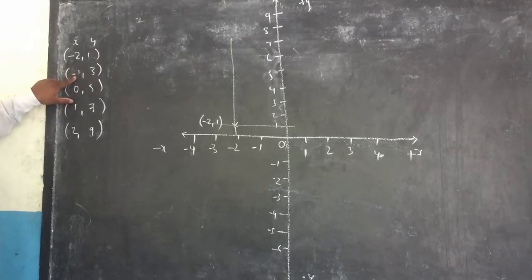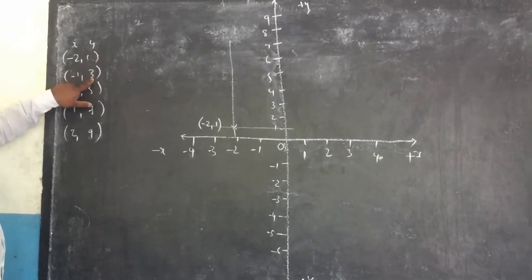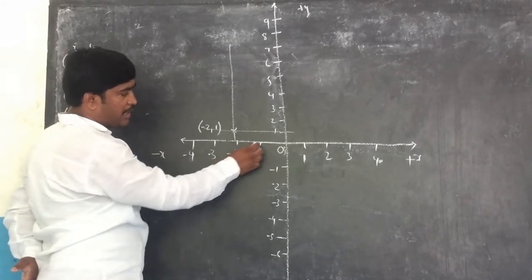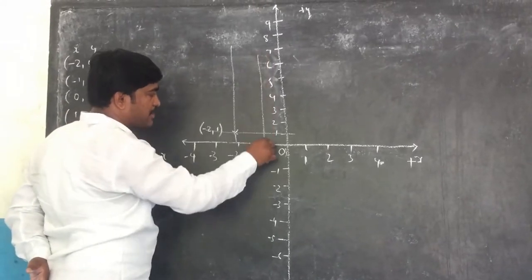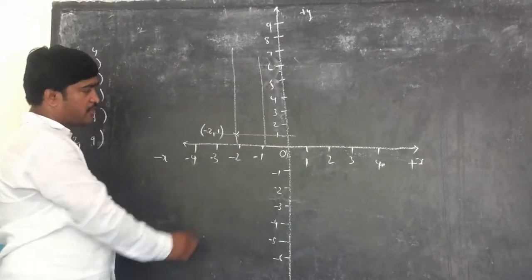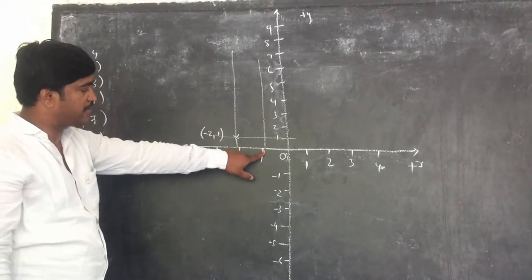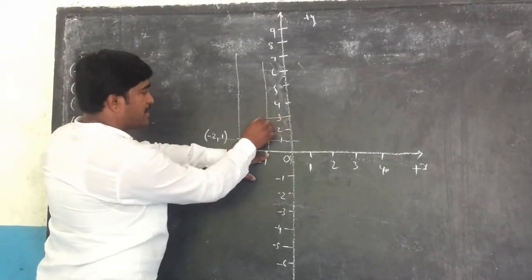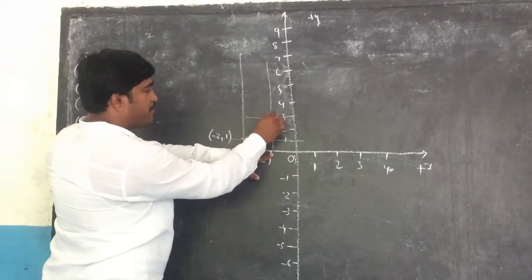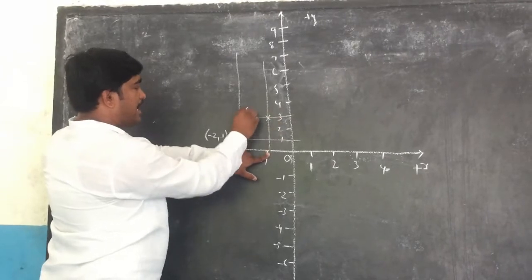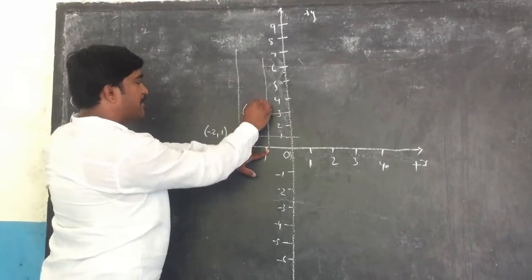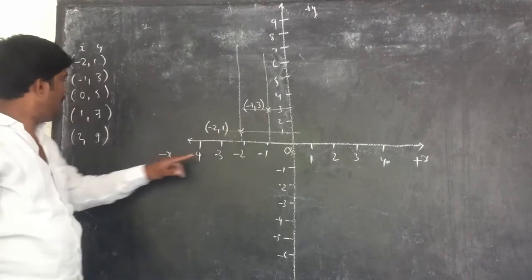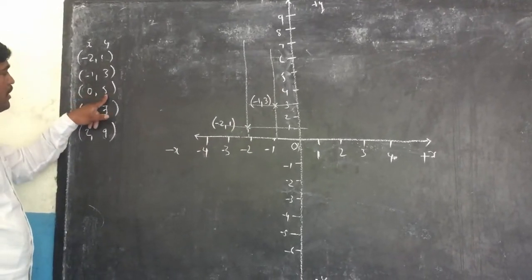Similarly, -1 and 3. Where is the -1? This is the -1. Similarly you can observe the straight line will be there. I'll mark this on the -1, the x value. And what is the y value? 3. Where is this 3? You can observe the line from here. I'll mark this point and write -1, 3 at the side. Now I have marked 2 points on the graph. Now I'll go for the next one, 0 and 5.